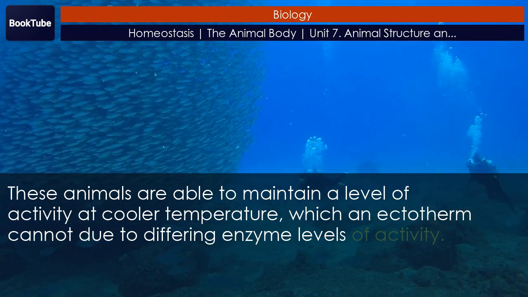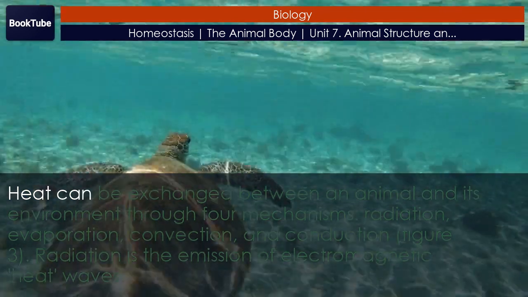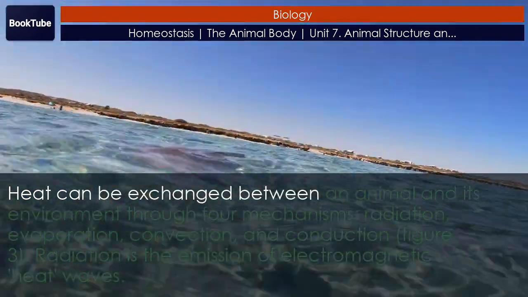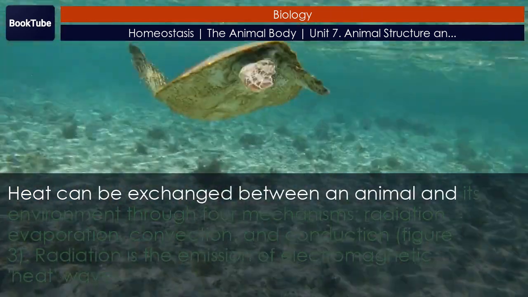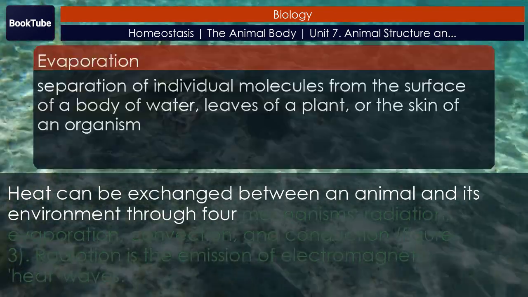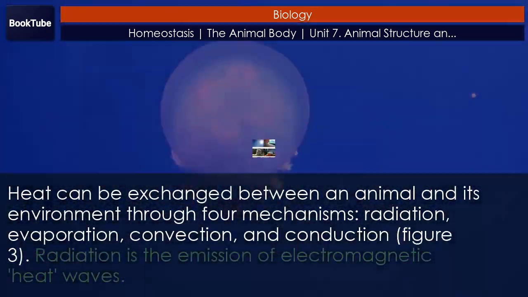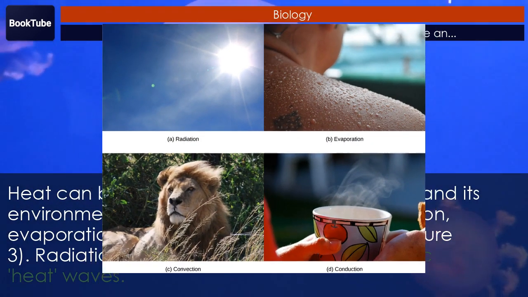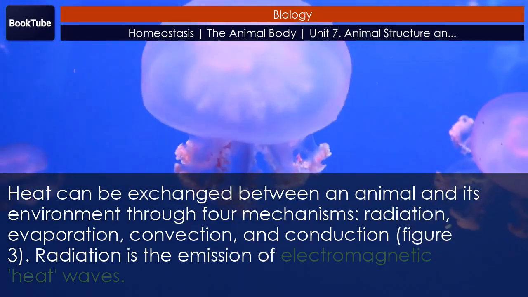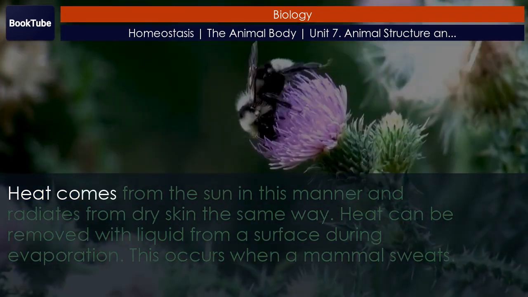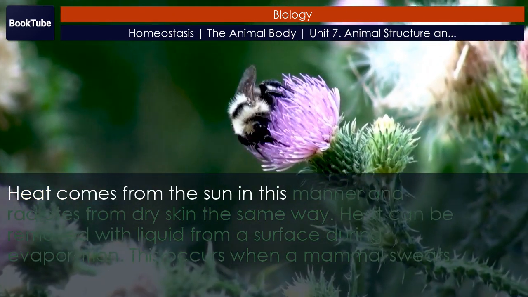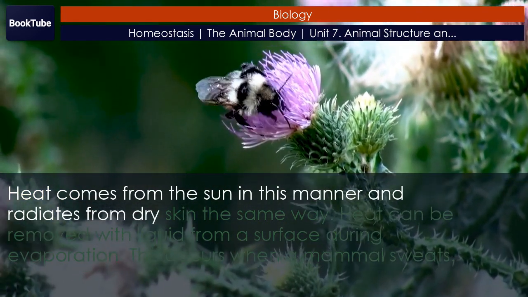enzyme levels of activity. Heat can be exchanged between an animal and its environment through four mechanisms: radiation, evaporation, convection, and conduction. Figure 3. Radiation is the emission of electromagnetic heat waves. Heat comes from the sun in this manner and radiates from dry skin the same way.